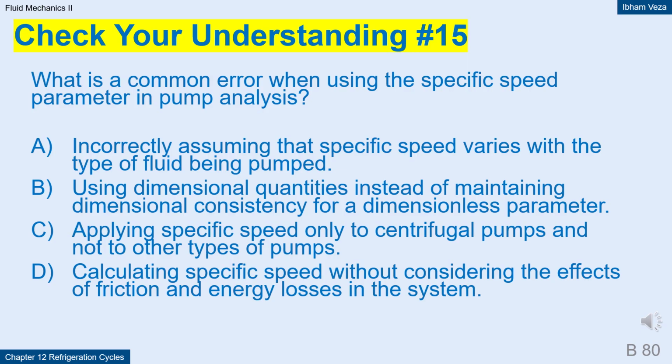Explanation of incorrect options. Option A. Specific speed is independent of the type of fluid. It is a parameter derived from flow, head, and rotational speed, not fluid properties. Option C. Specific speed can apply to a range of pump types, not just centrifugal pumps. Limiting its application is not the common misuse.